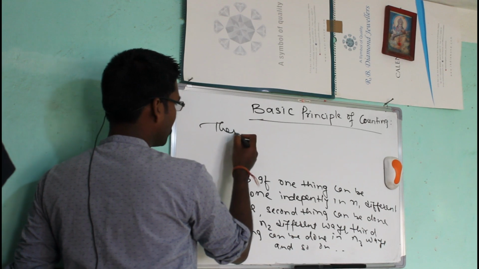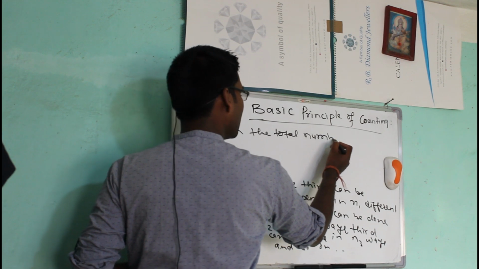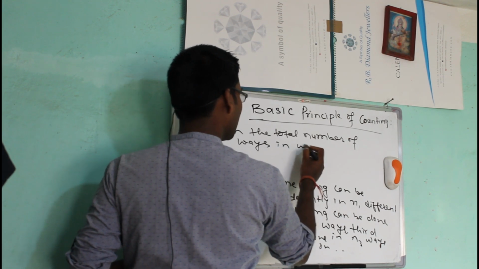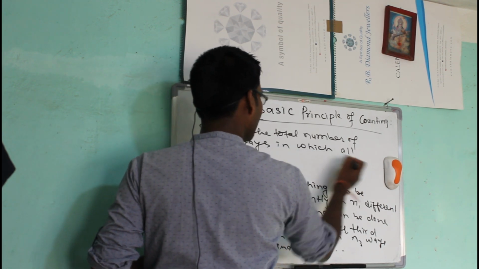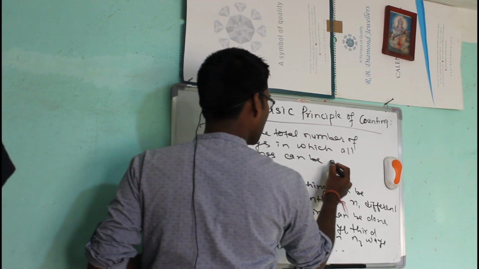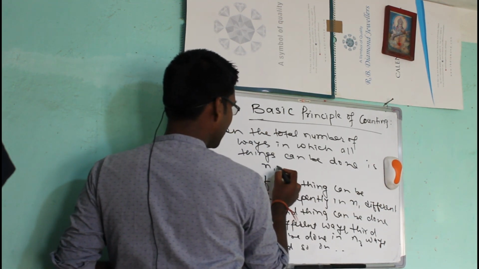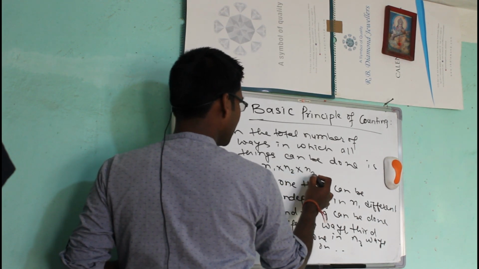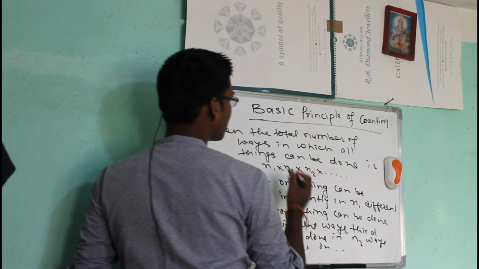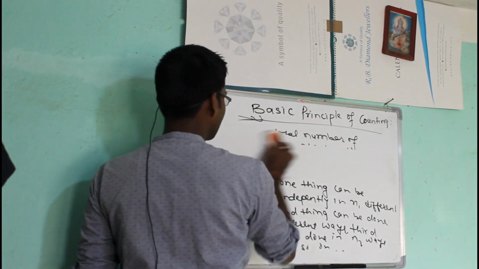Then the total number of ways in which all things can be done is simply n1 into n2 into n3 into ... and so on. This principle is called the basic principle of counting. Okay, let me explain this by example.